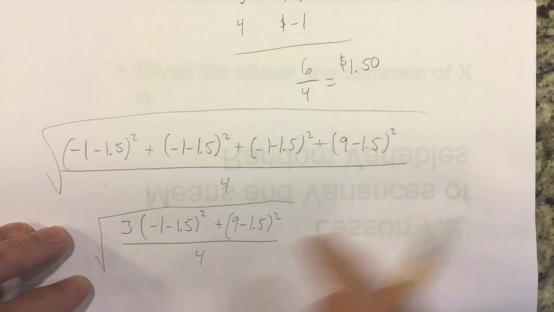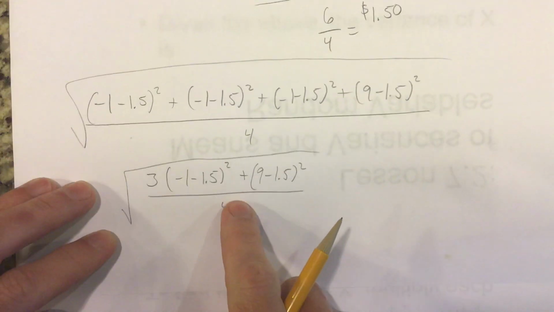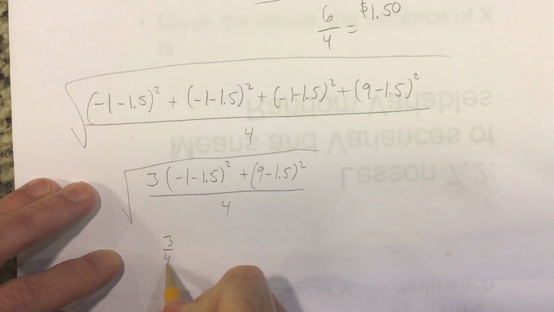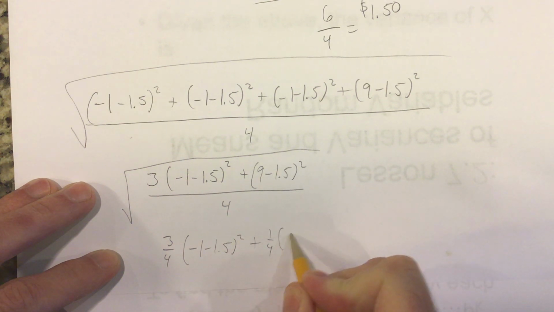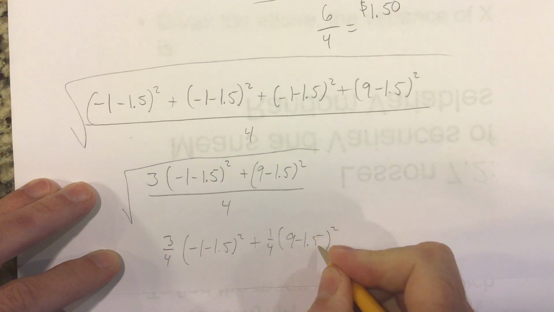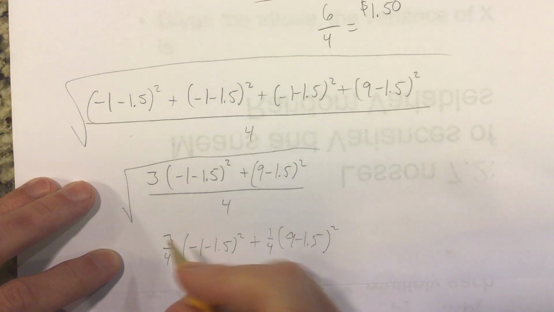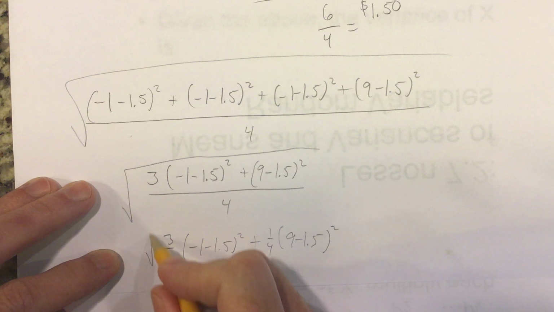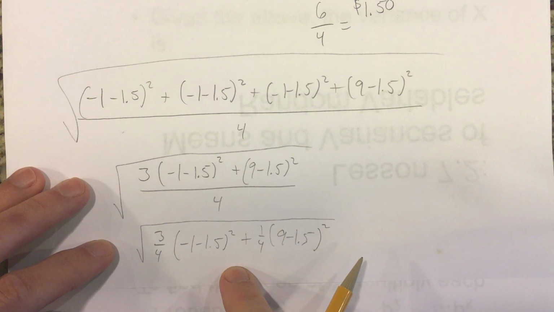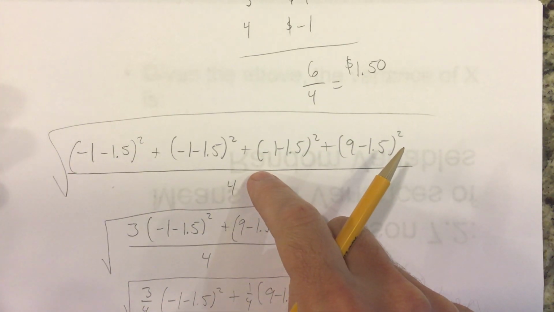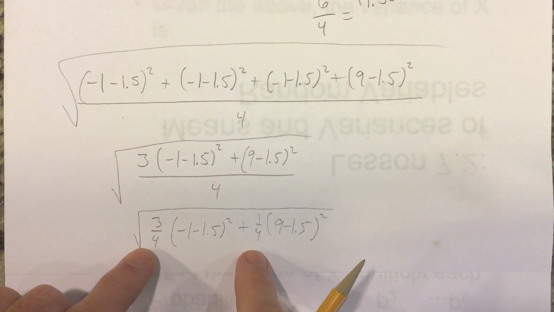Okay. Now, notice at this point, if I wanted to, I could break this up, couldn't I? I could say that's 3/4 and 1/4. And there you go. That's the formula for the variance. If I square root that, I would now have the standard deviation. Okay. So I took the formula for standard deviation that I already knew from chapter 1, and I've just written it in a little different way.